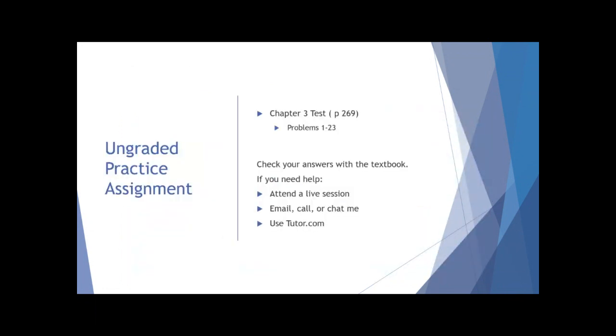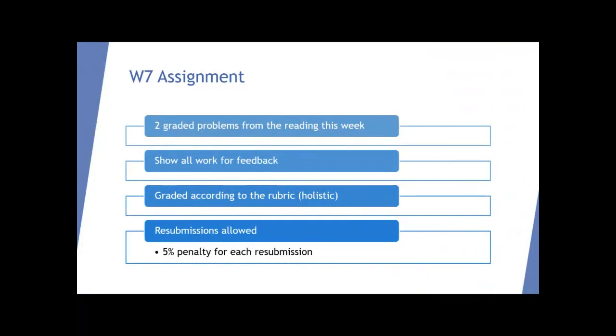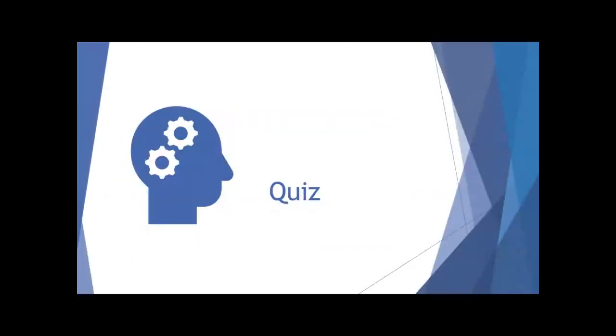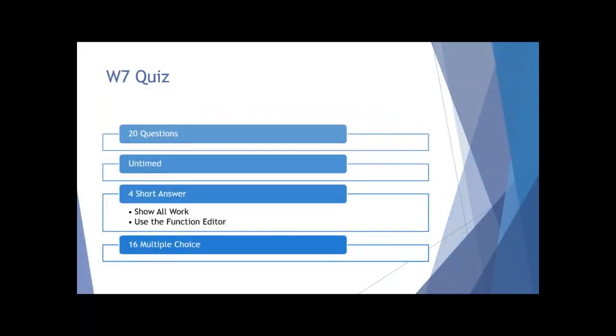So moving on, your ungraded practice assignment is going to be problems from Chapter 3. It's from the Chapter 3 test. You only need to go through 1 through 23 to get practice on the problems that you're doing this week. Your week 7 assignment, you guys should know how the assignments go these weeks, so that should be nothing new.